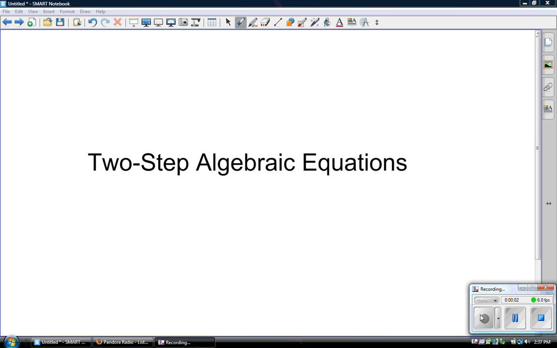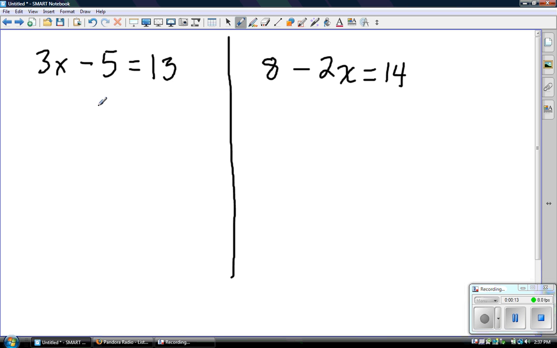Hey there. Today we're going to look at solving two-step algebraic equations. Now, two-step algebraic equations are just regular algebraic equations, except there's more than one step in order to solve them. The first example we're going to look at is 3x minus 5 equals 13.